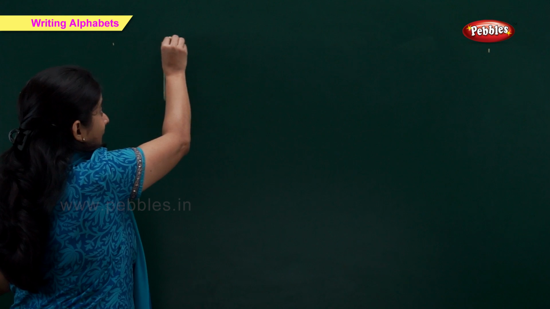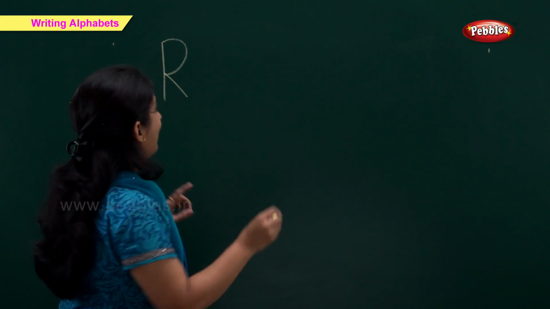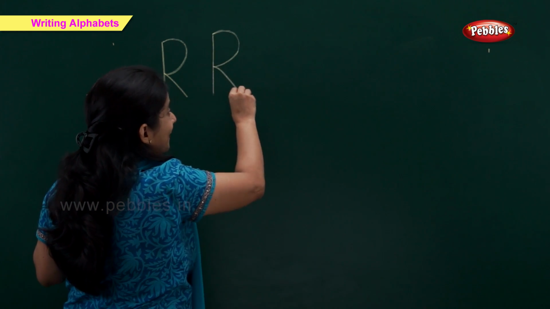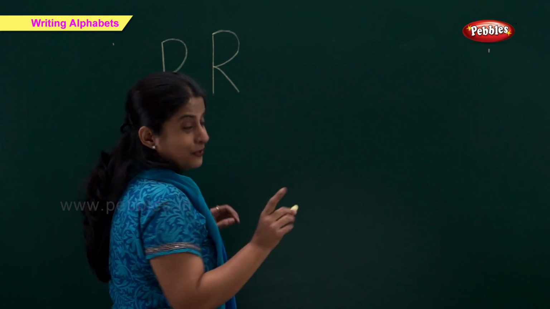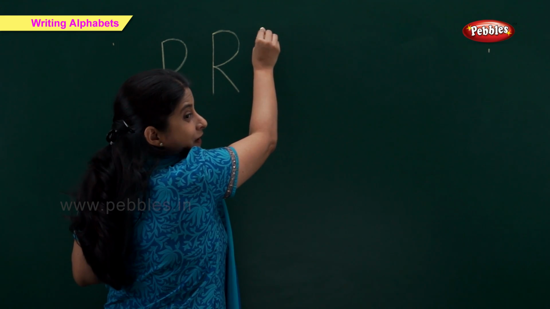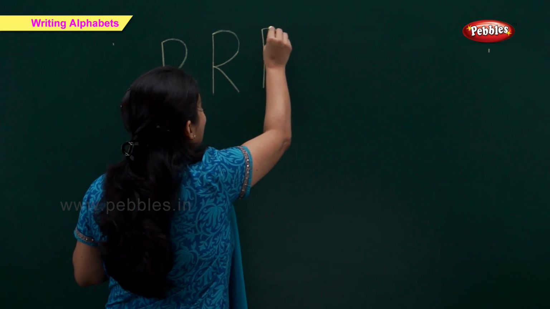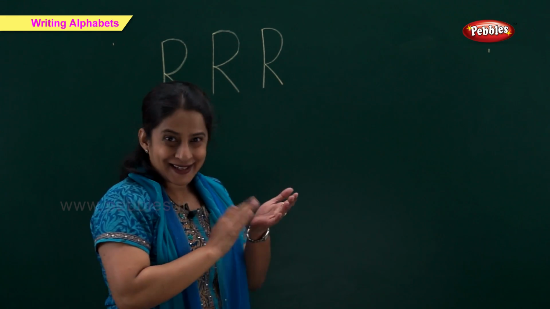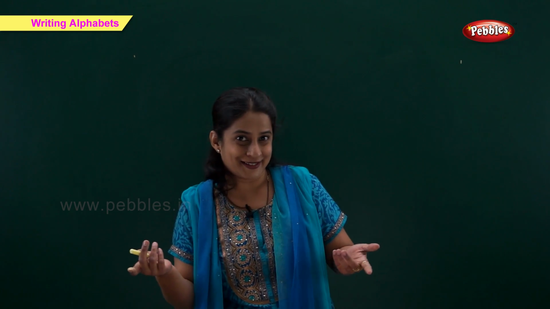Standing line, a curve with a crossed line makes R. Now your turn. You tell me. Which line should I draw? A standing line. Right. Now a curve. Very good. And now a crossed line. Excellent. R. Okay. Now we are going to write S.